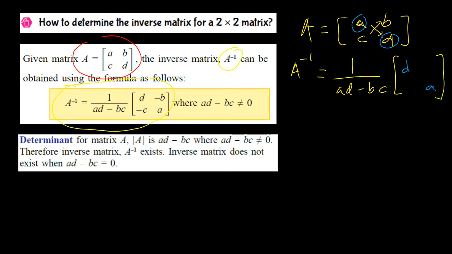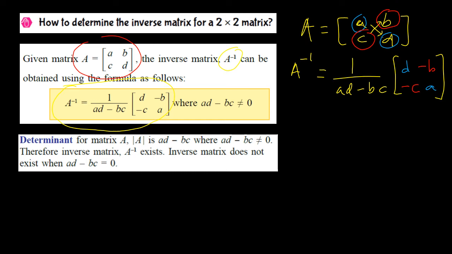And then for B and C you don't interchange, but you change the sign here. If it's positive, it becomes negative. This one positive becomes negative. If negative, it becomes positive. You change the sign.